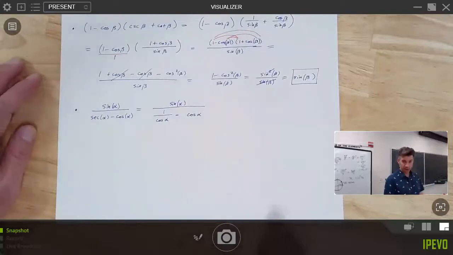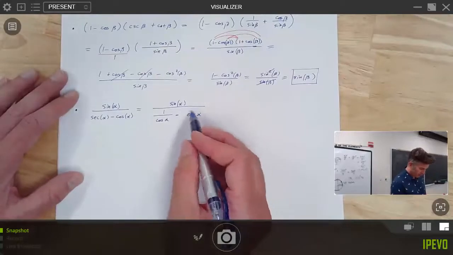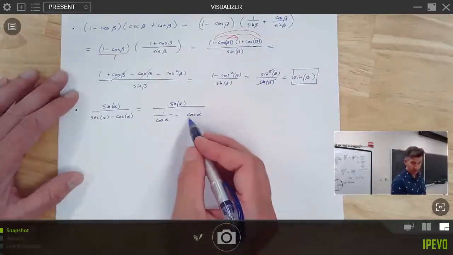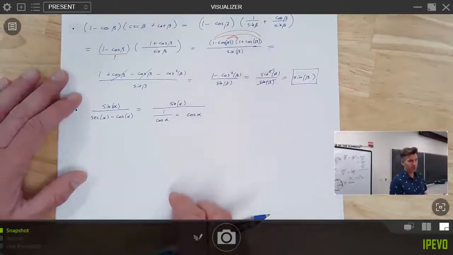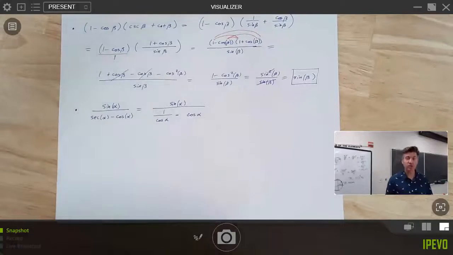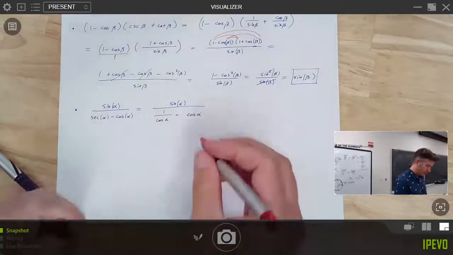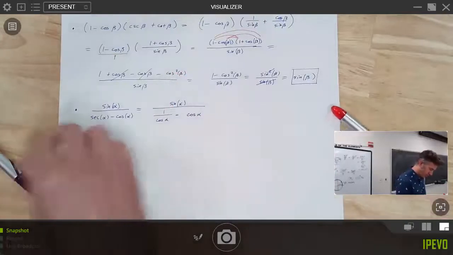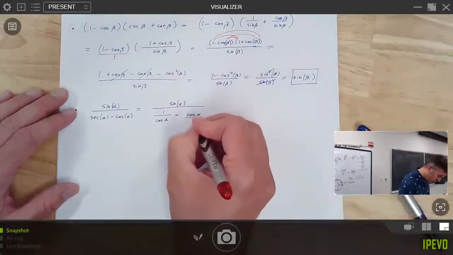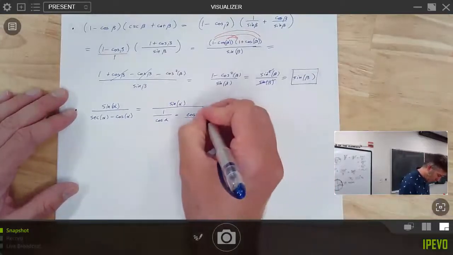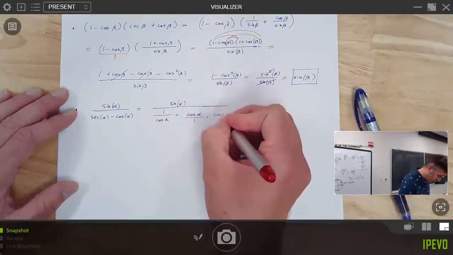And now you have a choice. You could either multiply this by cosine over cosine to get a common denominator, or you could multiply the whole thing by cosine over cosine. I think it's easier to do the second thing I said, but it's more straightforward to do the first thing. So let's multiply, sorry, not the whole thing. Let's multiply this cosine down here, this cosine over 1, by cosine of alpha over cosine of alpha.